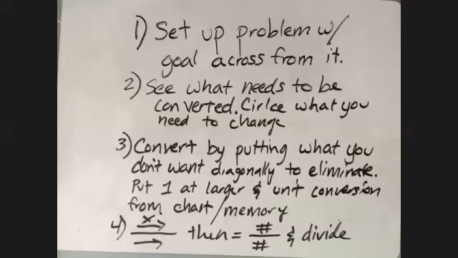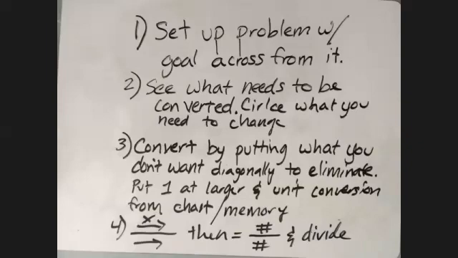All right, so when looking at dimensional analysis, what you're doing is you are converting units. Sometimes you're doing 1 unit conversion, and other times you're having to do double unit conversion. So what you want to do is set up your problem with your goal across from it, and then you want to see what needs to be converted, and then circle the item that needs to be converted. I recommend you use a color to correspond so that you know what you're working with.